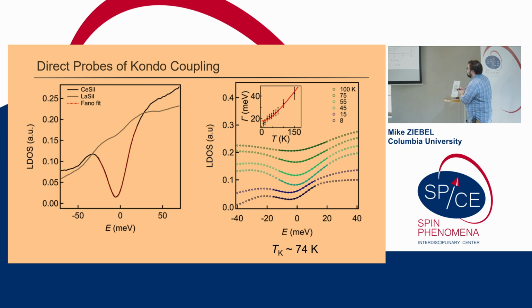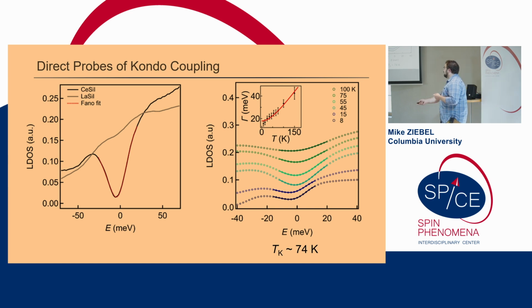If we take the line width of this as a function of temperature, we can again extract a Kondo temperature of about 74 Kelvin. And so the really close matching between the feature we see in transport, the closing of the hybridization gap in ARPES, and our Kondo temperature extracted from STS measurements all support that the main features that we're seeing are tied to the Kondo interaction in cerium silicon iodide.